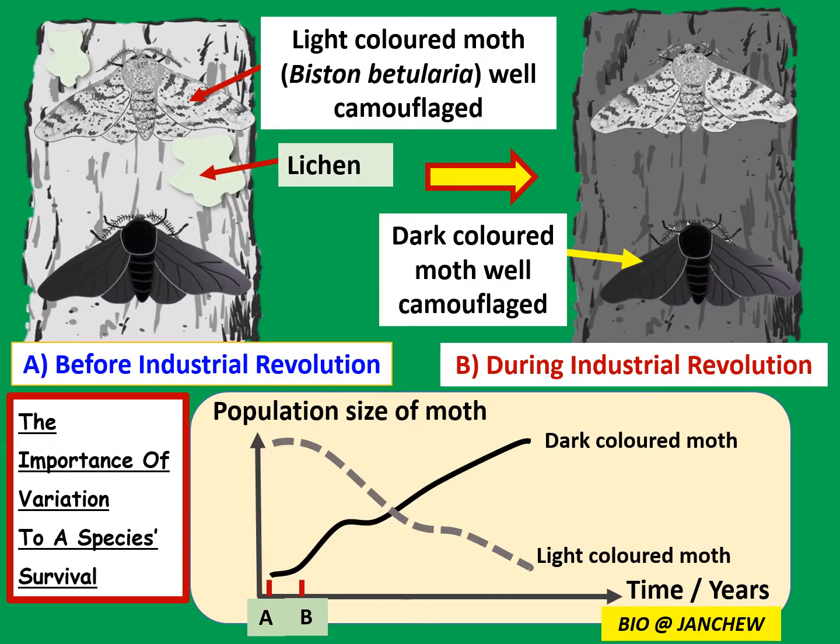Let us now discuss the importance of variation to a species' survival. So we're going to look at a case study involving a moth of the species Biston betularia. This story is a true story, and it happened in England around the time of the Industrial Revolution, when industrialization took place in England. So I will call it the tale of two moths. So there are two variants of this moth, which is called the peppered moth, because it has specks on its body, like pepper.